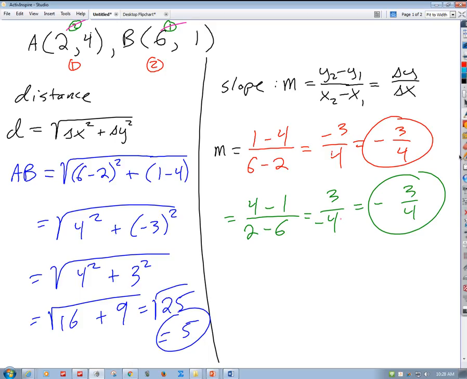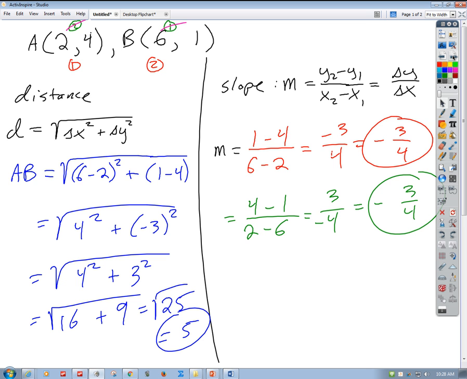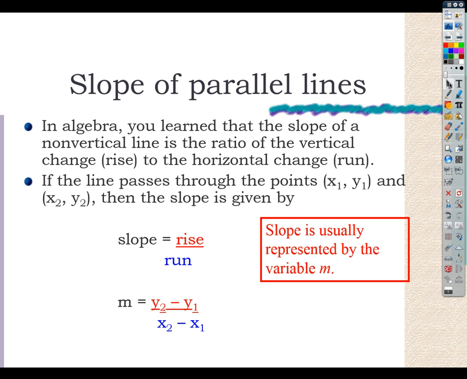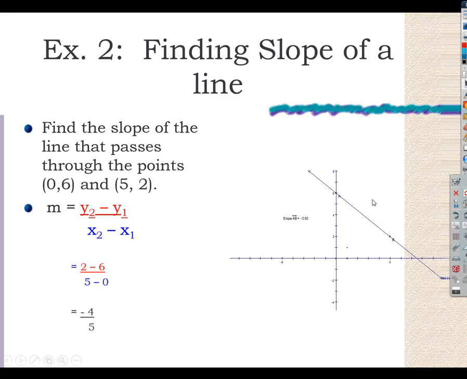All makes sense, right? If we want to look ahead just a little bit here, so what about this? Well, what do we know then about parallel lines? We can skip this.